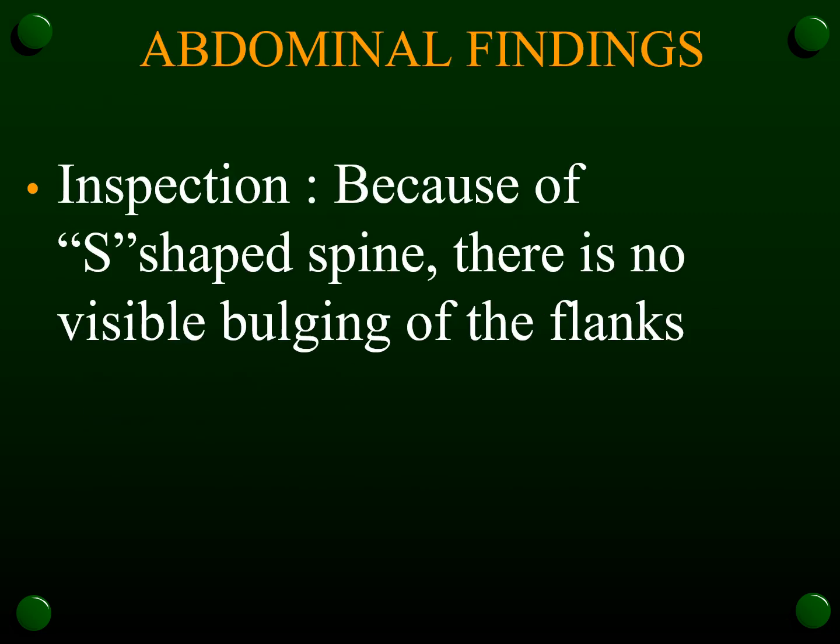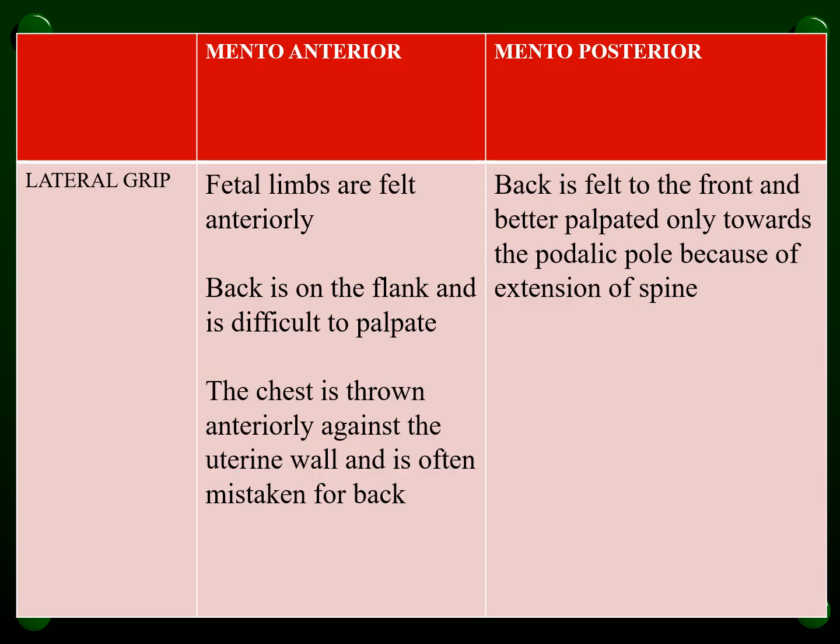And on the abdominal examination, in the inspection, because of the S-shaped spine, there is no visible bulging of the flanks. And in the case of lateral palpation, in the mento anterior position, the fetal limbs are felt anteriorly towards the midline, and the back is on the flank and it is difficult to palpate. It will be towards the flank, towards the back of the mother's body. So it will be difficult to palpate. The chest is thrown anteriorly against the uterine wall and is often mistaken as the back.